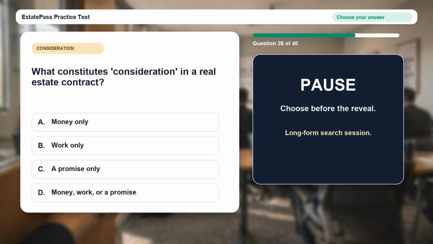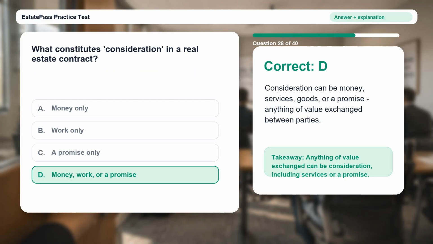Question 28. What constitutes consideration in a real estate contract? Your choices are A. Money only, B. Work. The correct answer is D. Money, work, or anything of value.